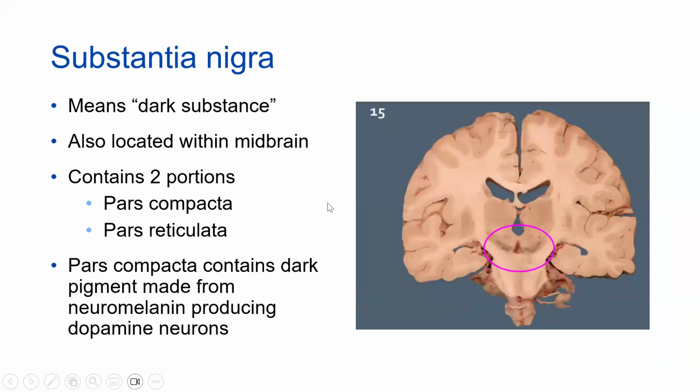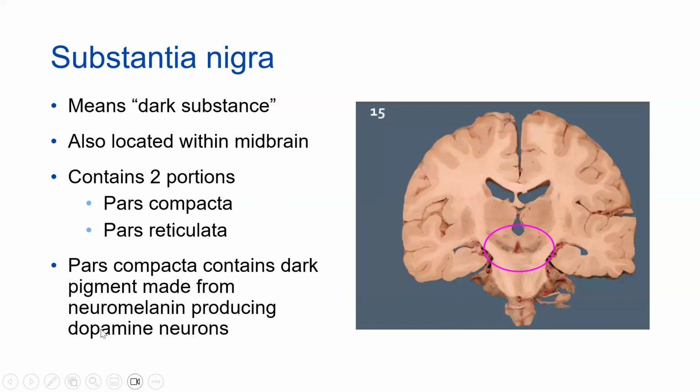I'm now getting into the substantia nigra. It means dark substance, also located within the midbrain, and it is comprised of two portions, the pars compacta and pars reticulata, but we're really just going to talk about the pars compacta. So you can see that dark pigment right here. The pars compacta contains dark pigment that's made from neuromelanin producing dopamine neurons.